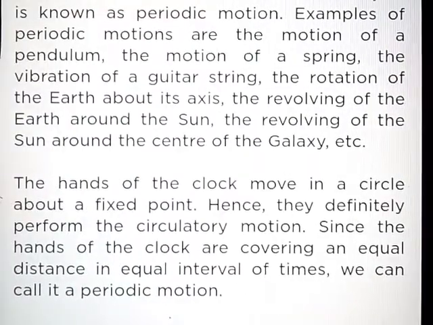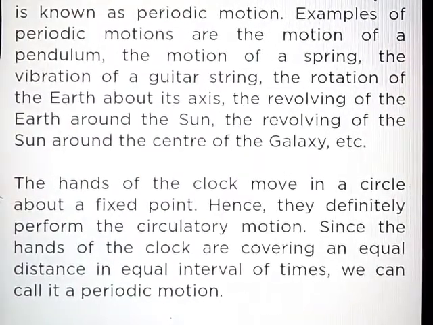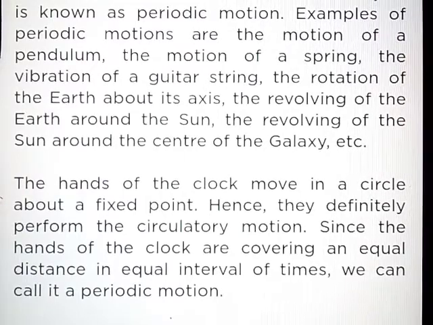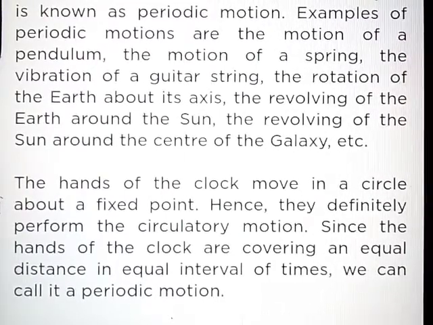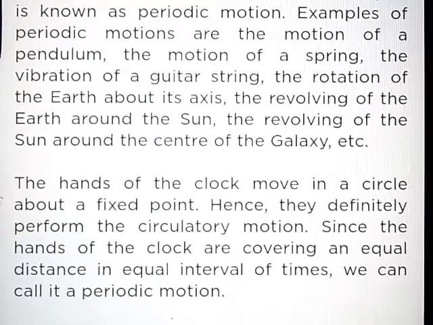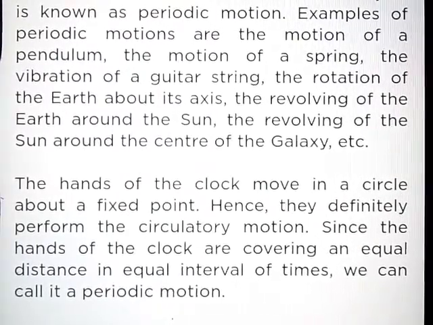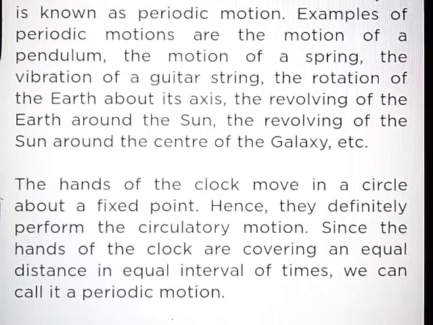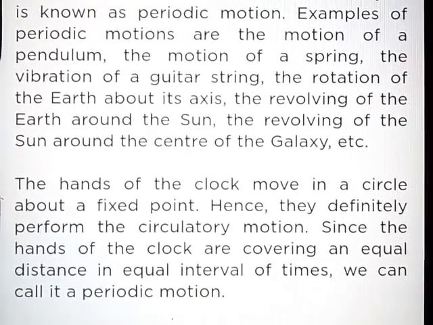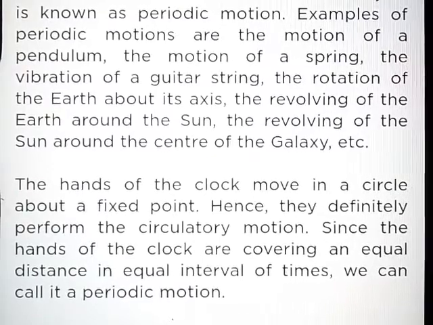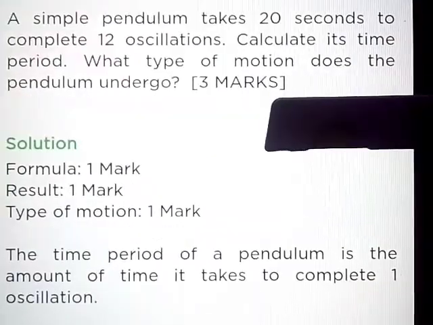The hands of the clock move in a circle about a fixed point. Hence, they perform the oscillatory motion. Since the hands of the clock are covering an equal distance in equal intervals of time, we can call it a periodic motion.